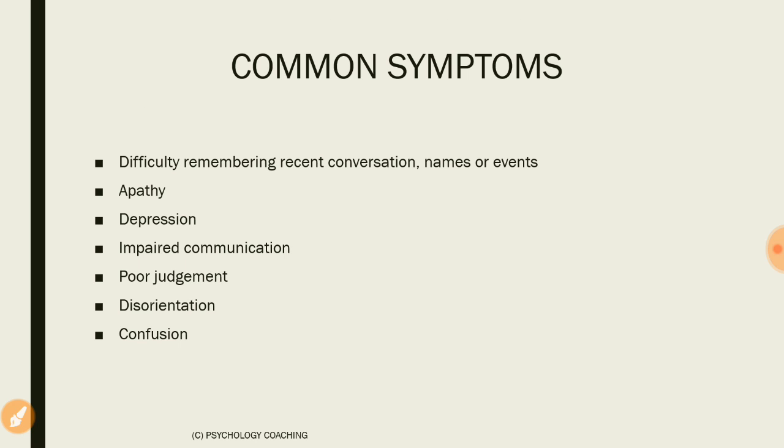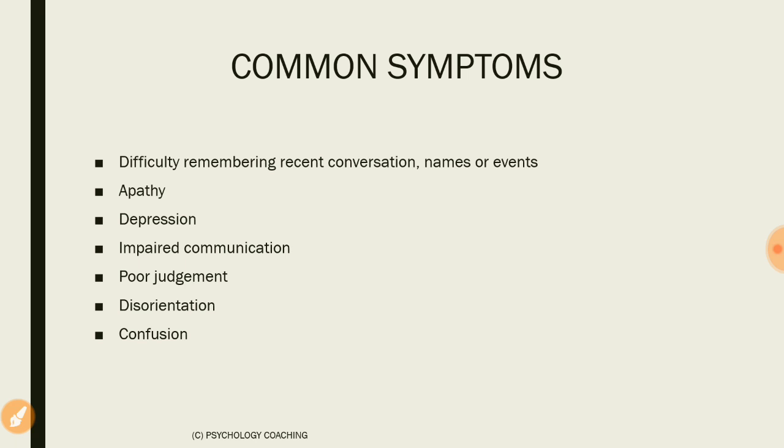Now, let us come to the common symptoms. Though there are different types of Alzheimer's, there are certain common symptoms which can be seen in every Alzheimer's patient, and let us first discuss those. The common symptoms include difficulty remembering recent conversations, names, or events. They would show a lot of apathy and symptoms of depression. There would be impaired communication. They usually repeat things.